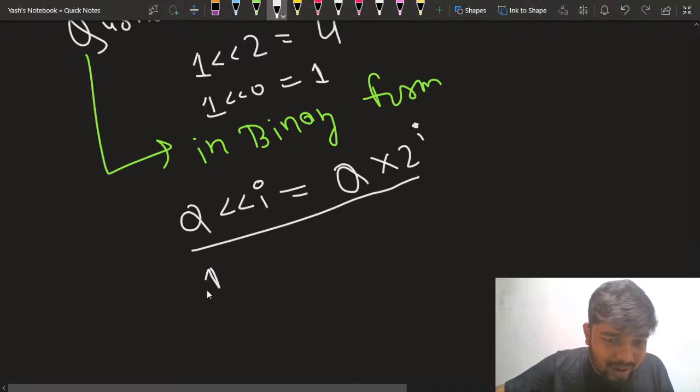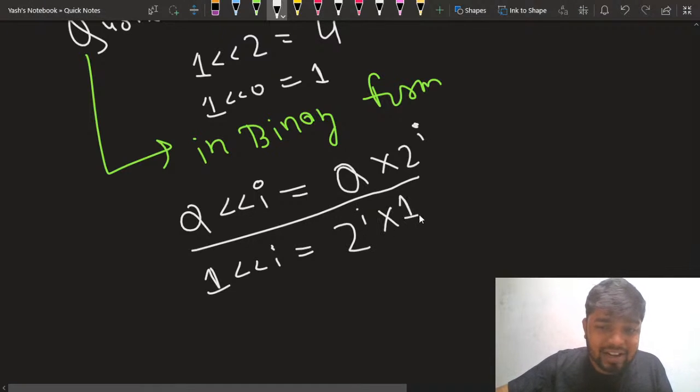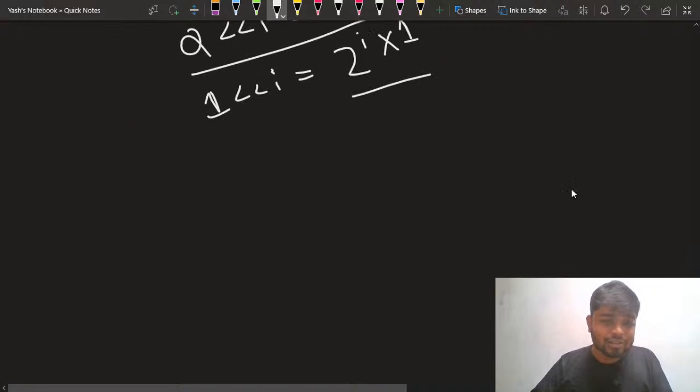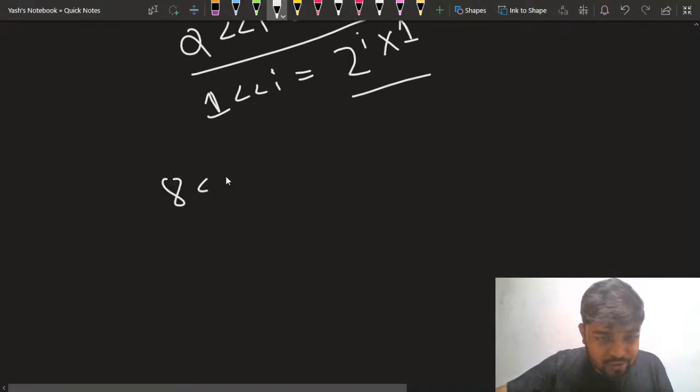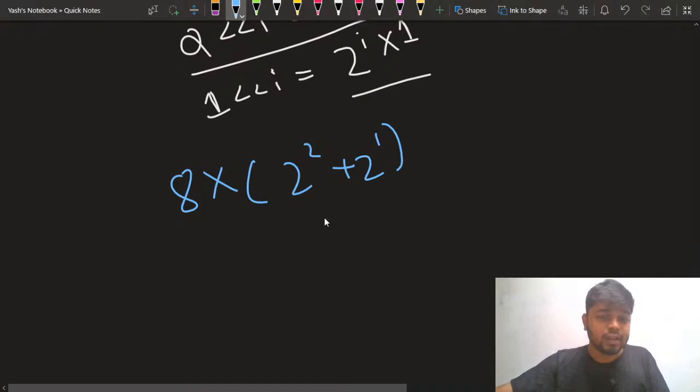Now if I do 1 left shift i, I'm just telling you something about the bitwise operators. I'll get nothing but 1 into 2 to the power of i, right? This is what I'm saying. If you do 8 left shift with what? This is what I'm trying to say, that you get 8 into 2 to the power 2 plus 2 to the power 1, right? This is what you are getting. And what is it?